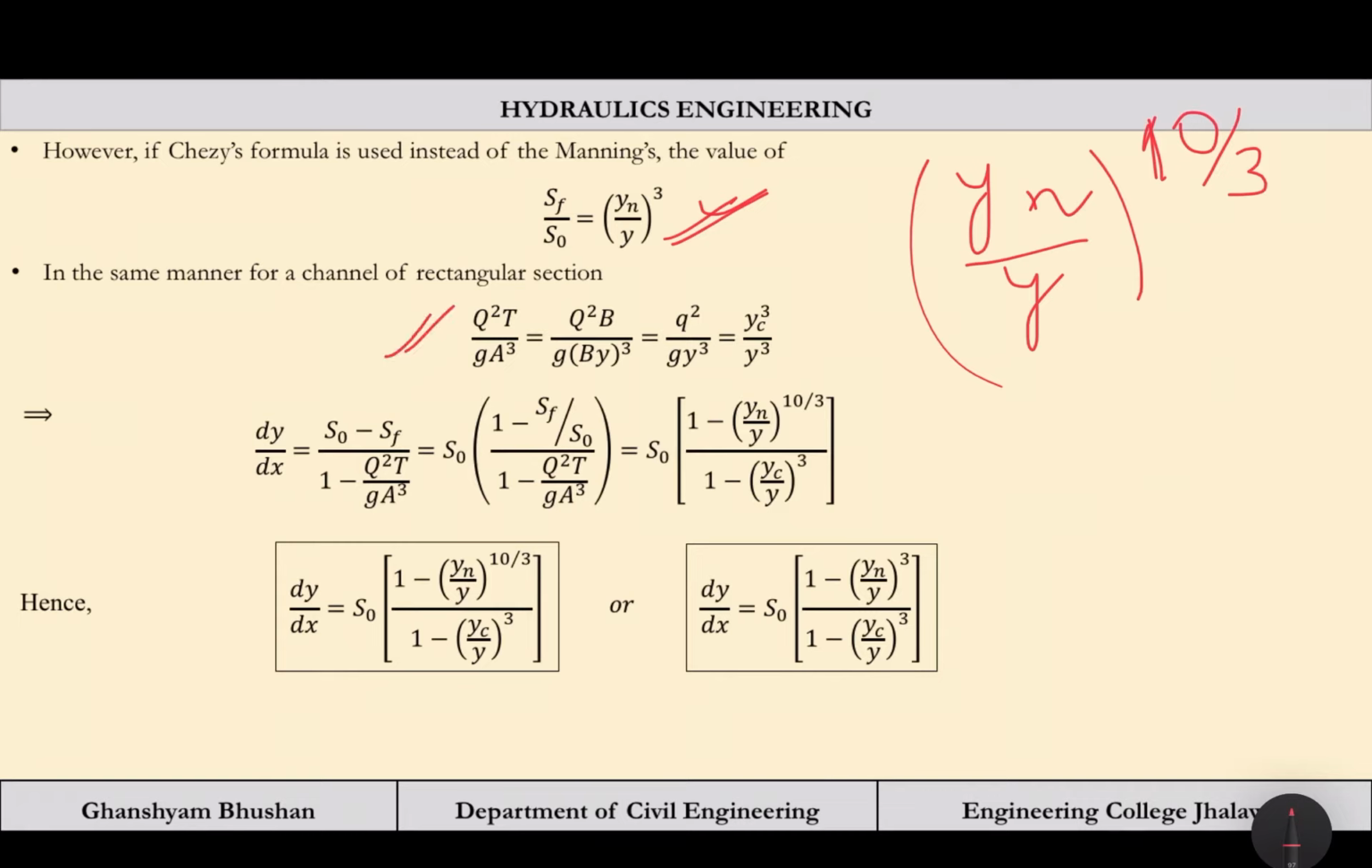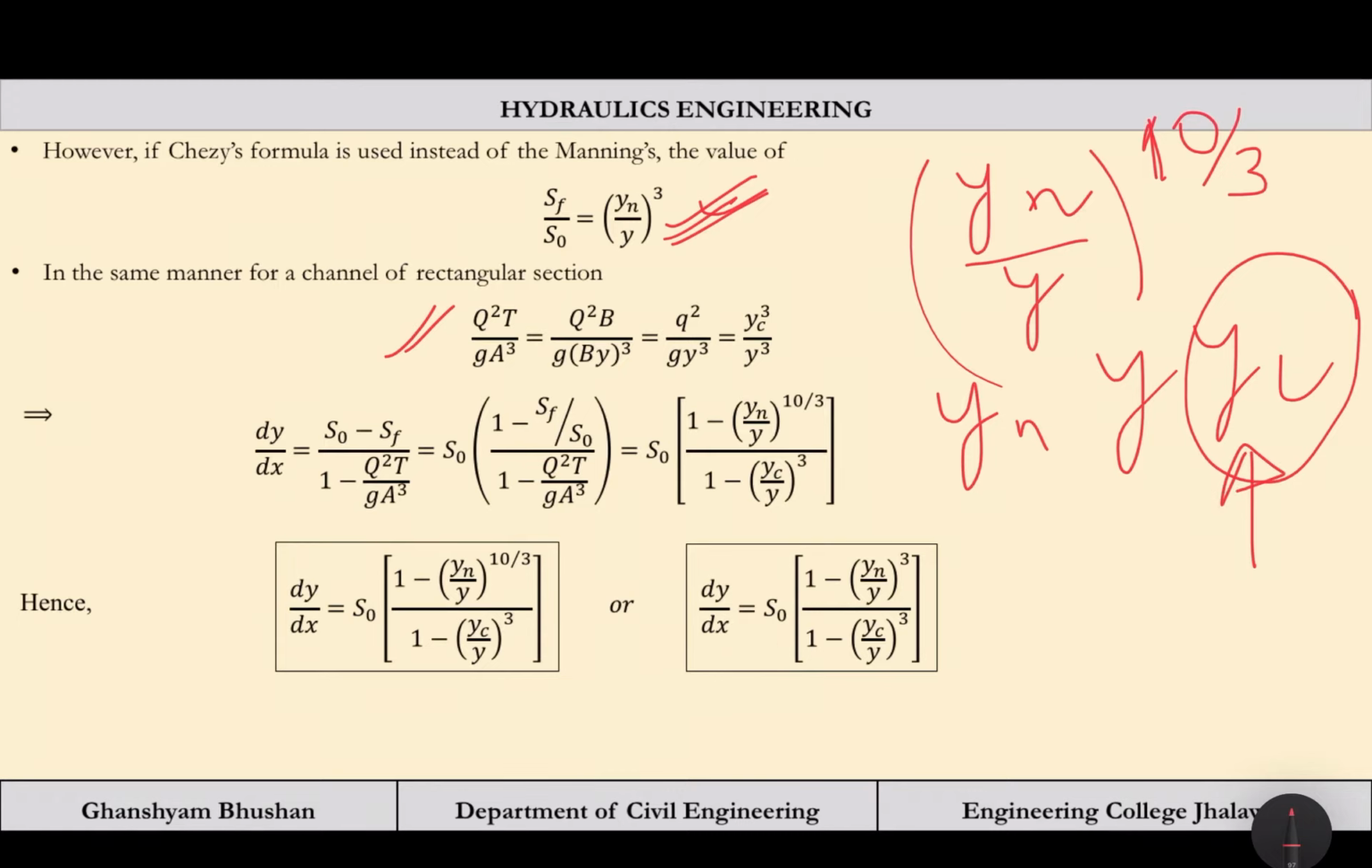Now for a rectangular channel, this is in terms of yn, the normal depth, or you can say y0. Yn is nothing but y0. Now we have to see the relationship between y and yc. So let us derive the relationship between y and yc. Yc means the flow is at critical depth. That means we can use this equation.